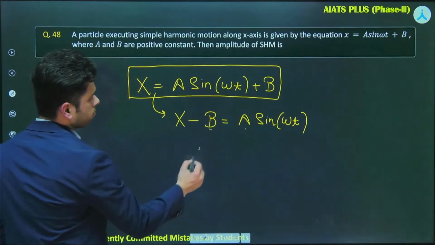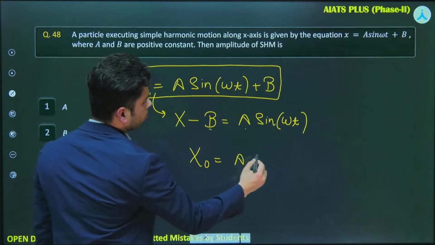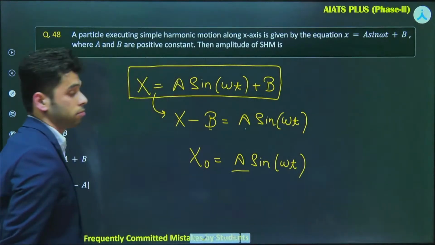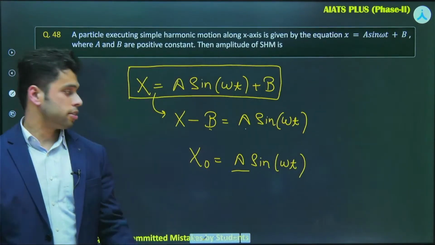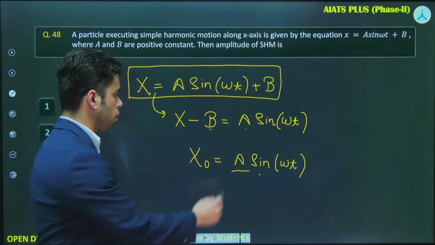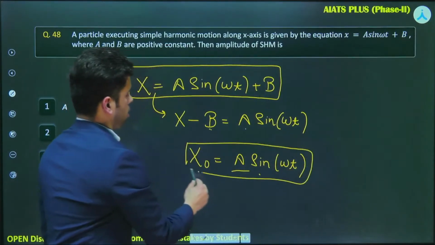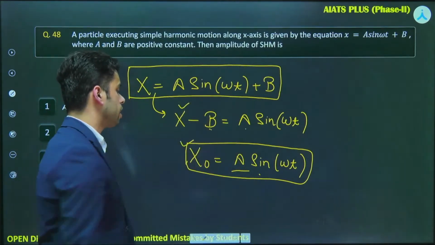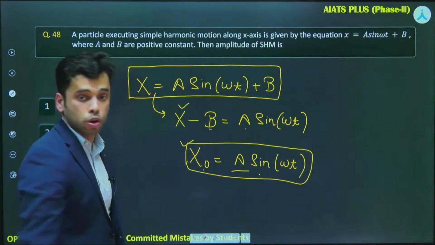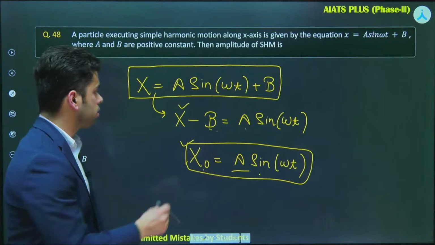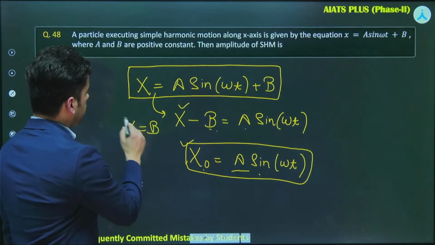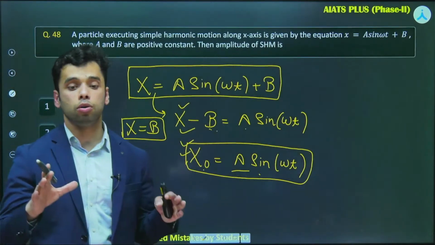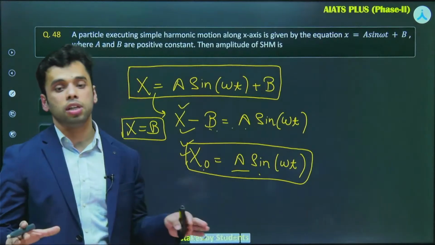Had the equation been x is equal to a sin omega t, every one of you must have commented the answer as a. But obviously this is not the equation. The equation is x minus b is equal to a sin omega t. The only difference between these two equations is that for the first, the mean position is x equal to 0, and for this one, the mean position is x equal to b.